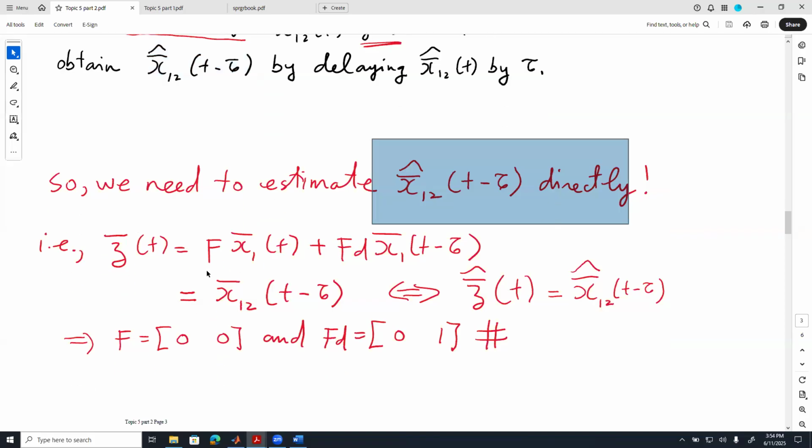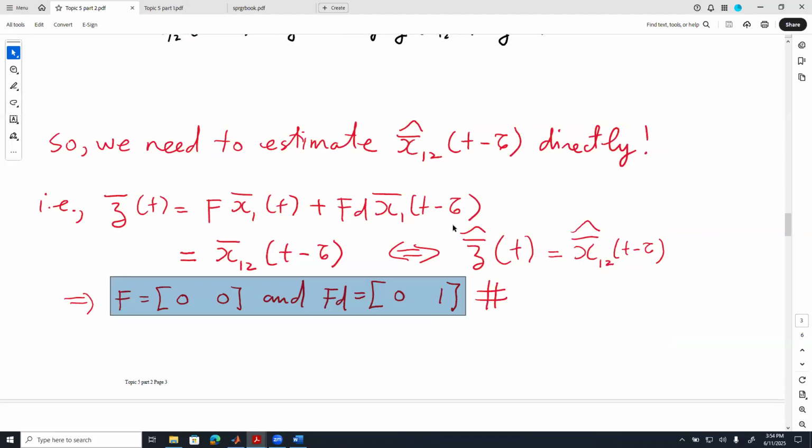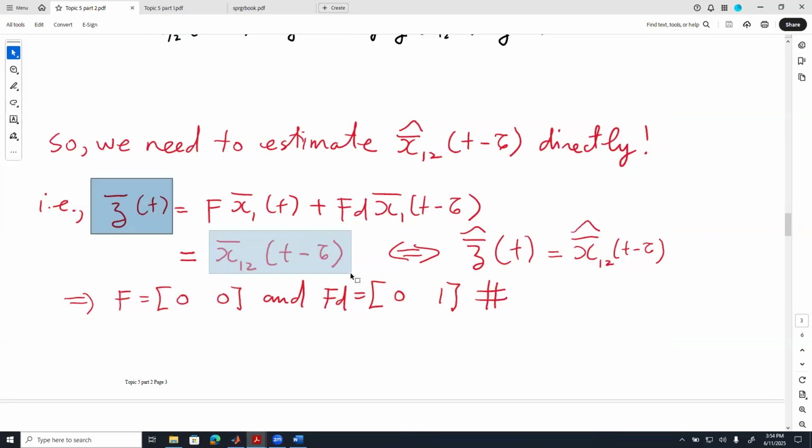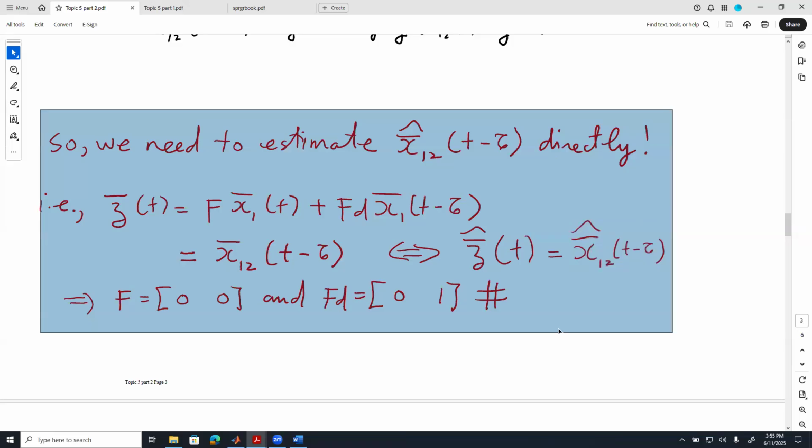And so what happened here is we need to choose the matrix F and FD according to the following. If we make this in this form, that means that Z bar of T is actually the one that we are looking for and the one we wanted to estimate. So if we do it directly, then that means we can estimate it directly. But at the time, there was no method available, so we were looking at alternatives, but now we can do it.